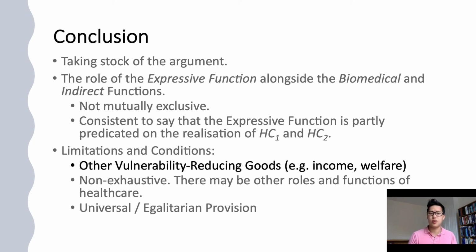There are other limitations that we need to address. Other vulnerability-reducing goods, such as income, social welfare, these can also reduce vulnerability. And so am I committed to the view that these are equally important? Well, the first thing to note is that I think they are important, and they have a significant role within an egalitarian or liberal state. But it's a different claim, I think, because unlike the requirement for income, healthcare is a much more fundamental aspect of our personhood. Income and our need for welfare is in a sense socially contingent on a capitalist economy or a system in which we need particular funds to buy the essentials of living.